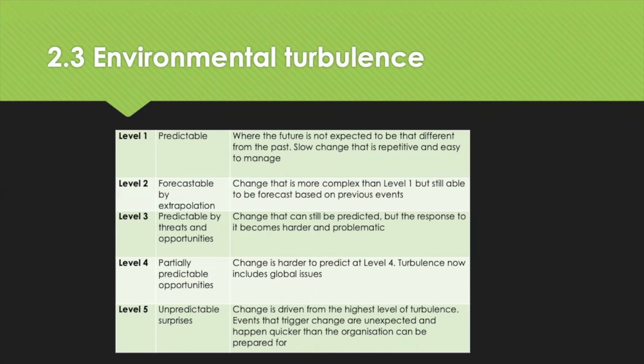Level 5, this is definitely coronavirus, Brexit. These are sort of unpredictable surprises, the highest level of turbulence. They happen quicker than we can plan for. Yeah, and it's happening for the very first time.